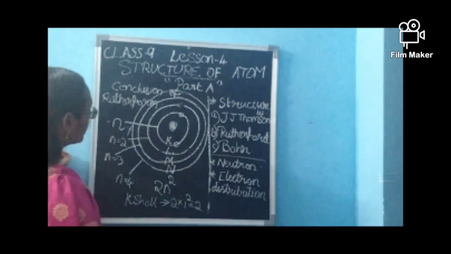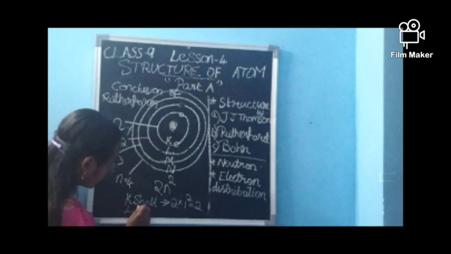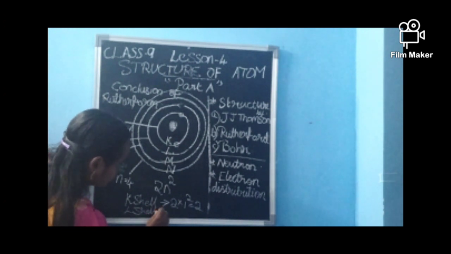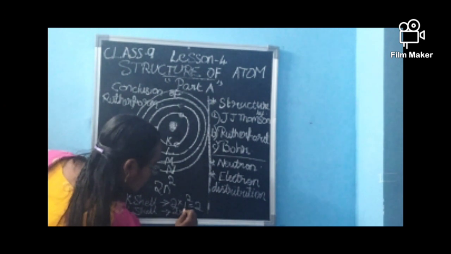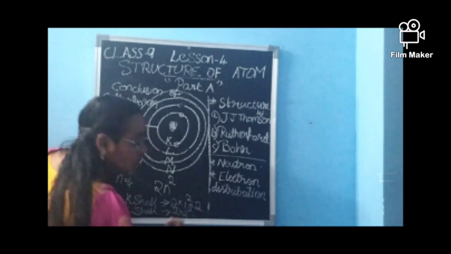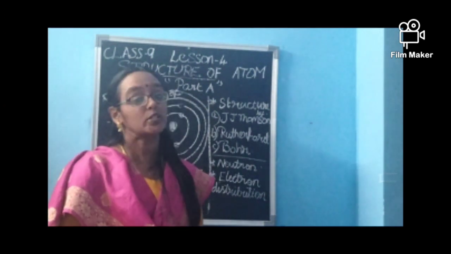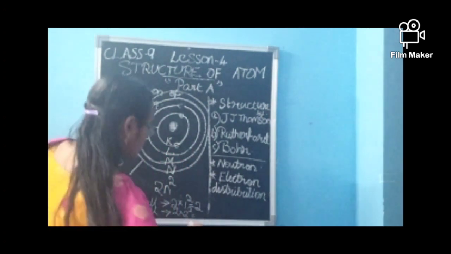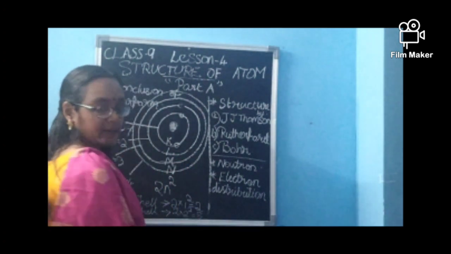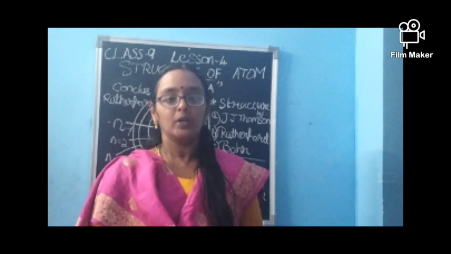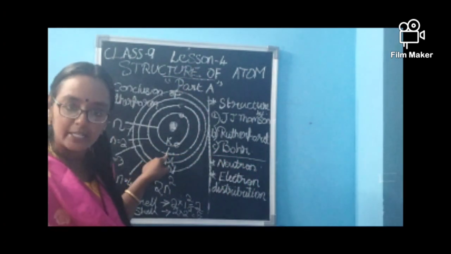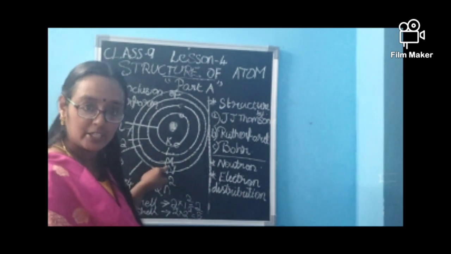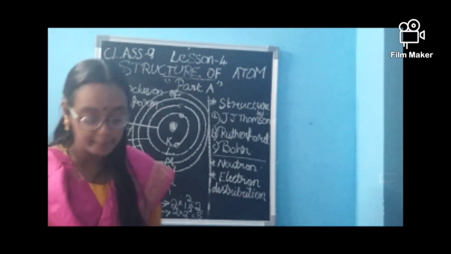What about the L shell? 2 into 2 raised to 2. What is 2 raised to 2? 2 raised to 2 is 4, into 2 will be 8. So 8 electrons can occupy. Like that it moves. So the K shell can occupy 2 electrons, the L shell can occupy 8 electrons, the M shell can occupy 18 electrons, and the N shell can occupy 32 electrons.